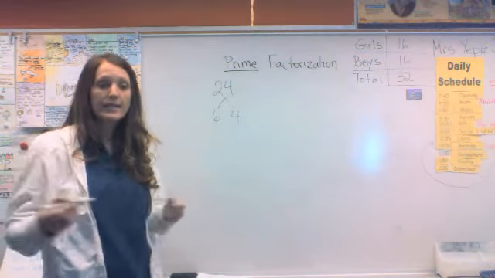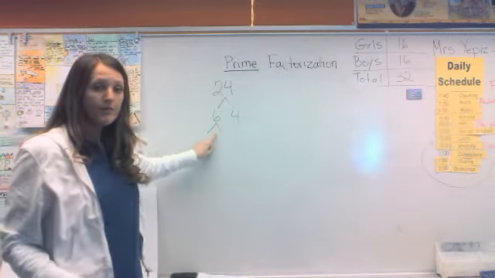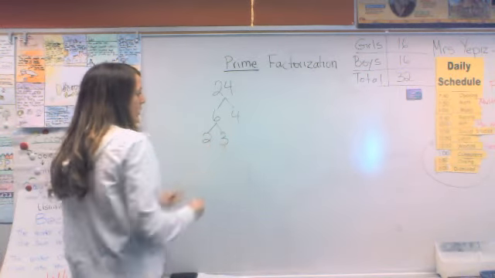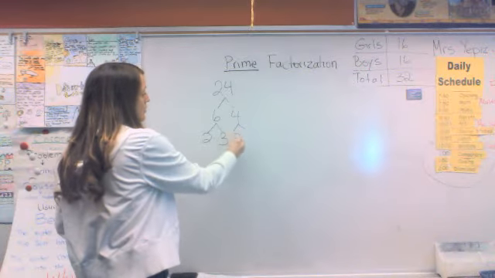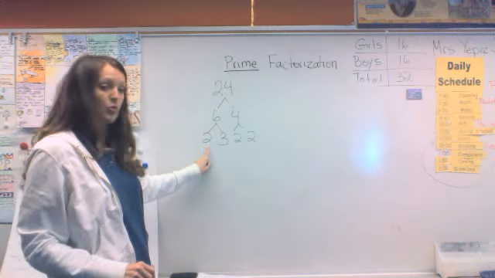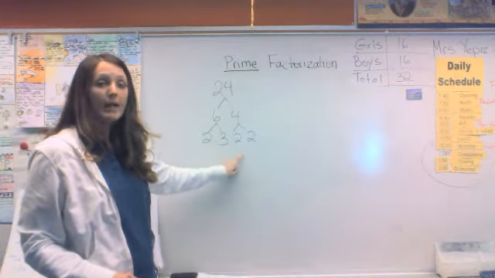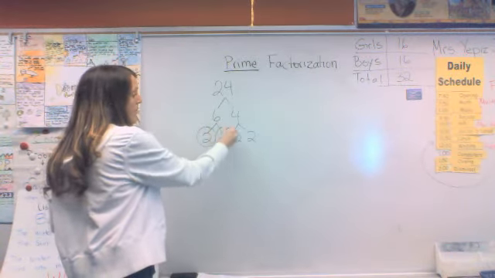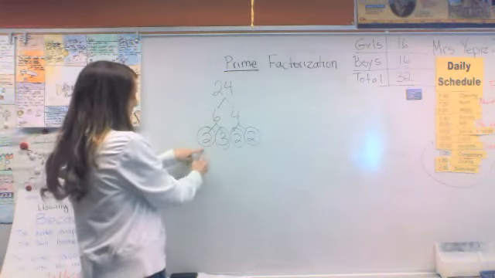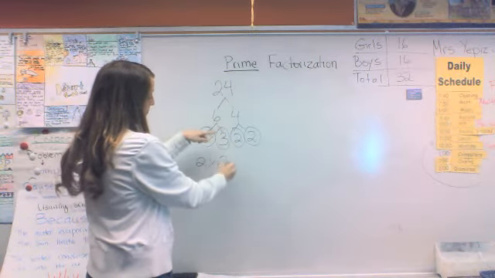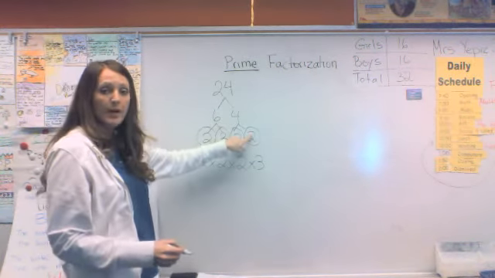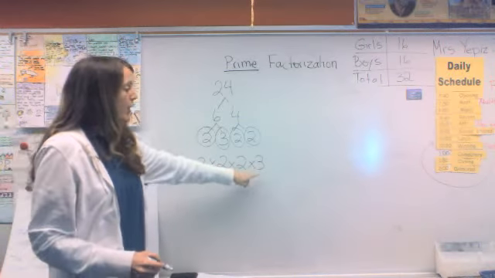Then I continue to break down those numbers. Be careful, we're multiplying, not adding. Not 3 and 3, 2 times 3, and 4 I would break into 2 and 2. Now I check, am I at prime numbers? 2 is prime, 3 is prime, 2 is prime, and 2 is prime. I circle all the prime numbers. And then I group the like numbers. I have 2 times 2 times 2 times 3. I circled 1, 2, 3, 4 numbers, and I wrote 1, 2, 3, 4 numbers.